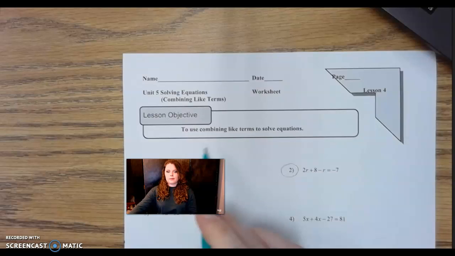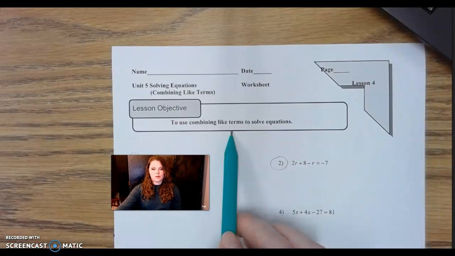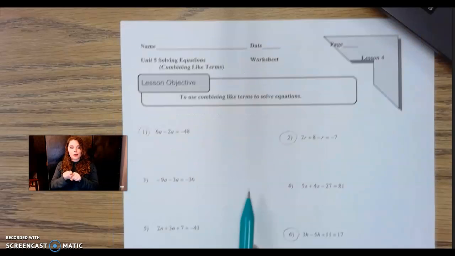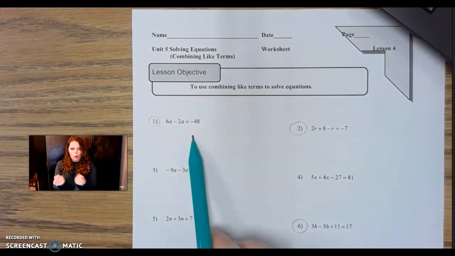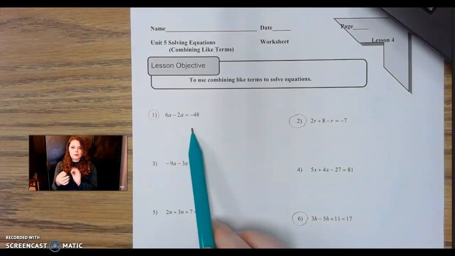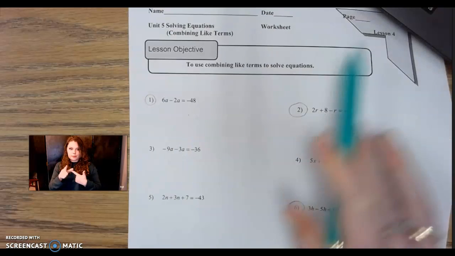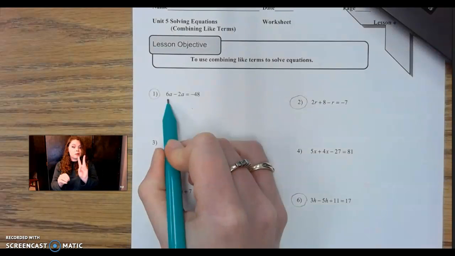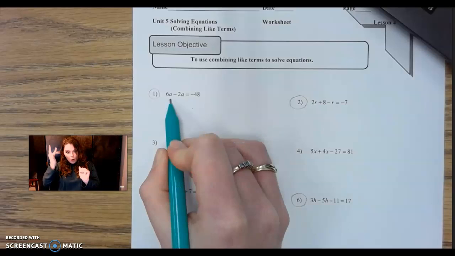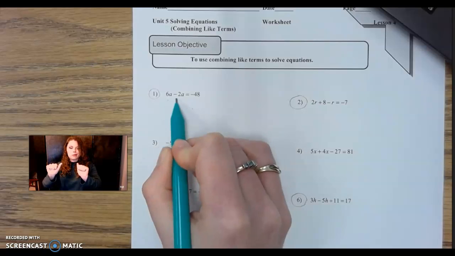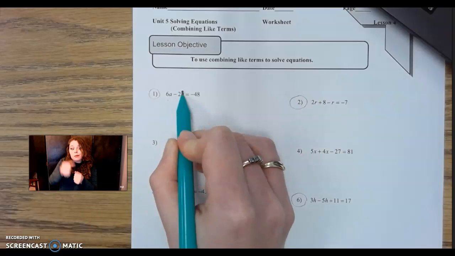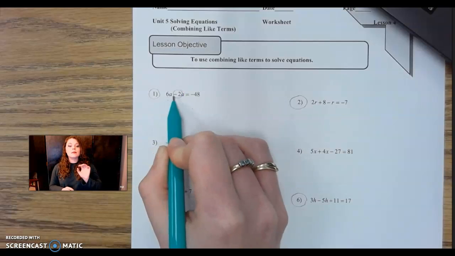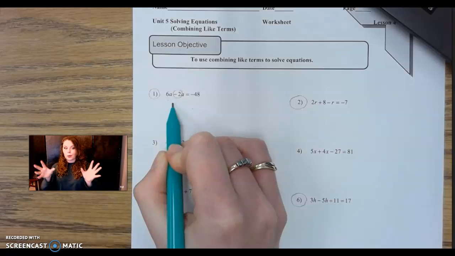Your objective today is to basically use combining like terms to solve these equations, and they are going to be two steps. Most of these are going to be combining like terms, and then from there it really just depends on the problem. So for example, the first one we can combine the 6a and the 2a because they both have the same variable. But you must remember that this 2 is a negative. So 6 plus a negative 2 is really 4a.